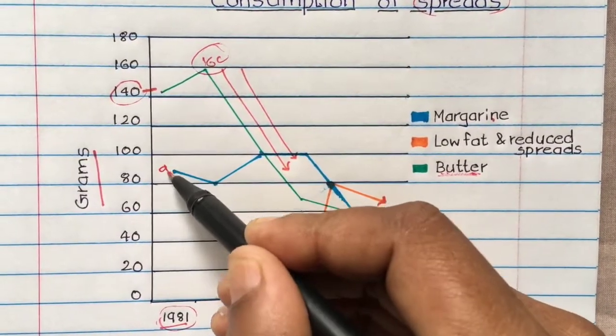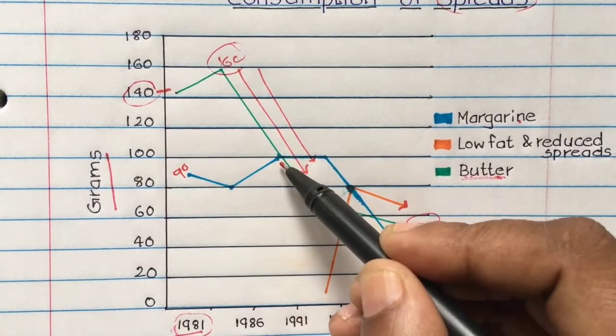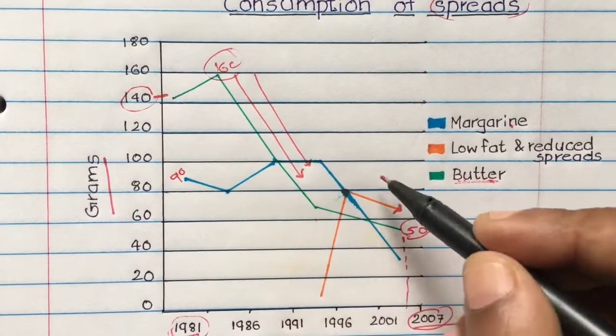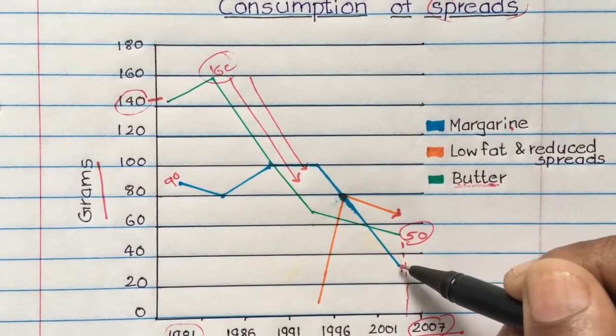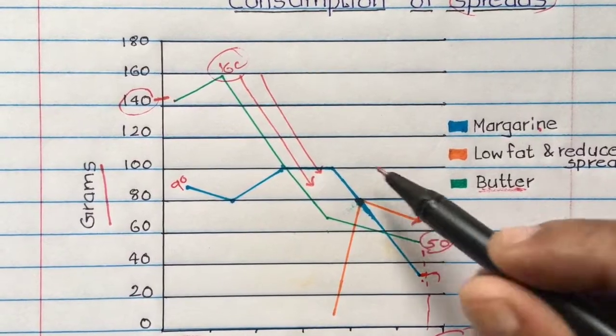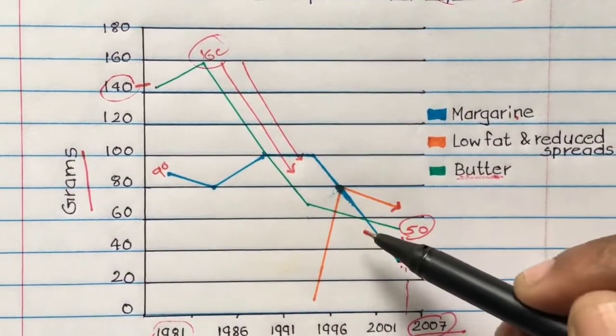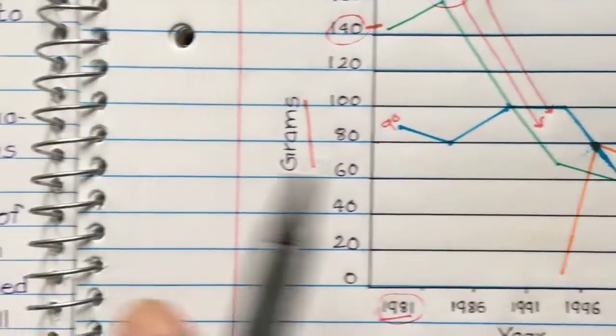See, around 90 grams, and then it fluctuated and dropped, and increased again at a rate, but however it dropped to almost 40 grams, and somewhat below 40 grams here. So it shows a similar pattern to the butter. That's why I have mentioned both of these in the same paragraph. So I hope you understood.